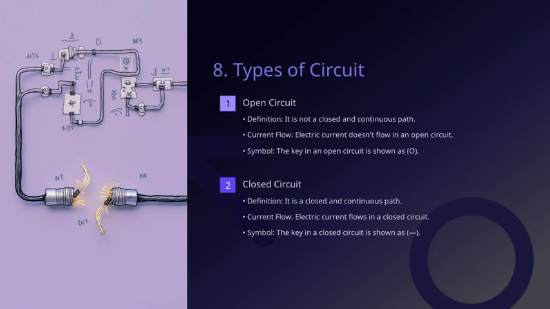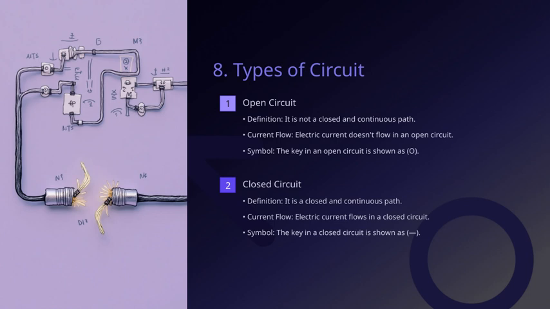Now moving on to the closed circuit. This is a complete and unbroken path, which allows electric current to flow freely. When everything is connected properly, the circuit is closed, and electricity can do its job, powering devices, lighting bulbs, or running motors. The symbol for a closed circuit looks like a continuous line, shown as a dash or a straight line.